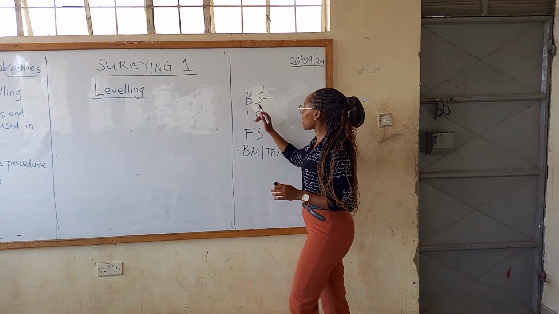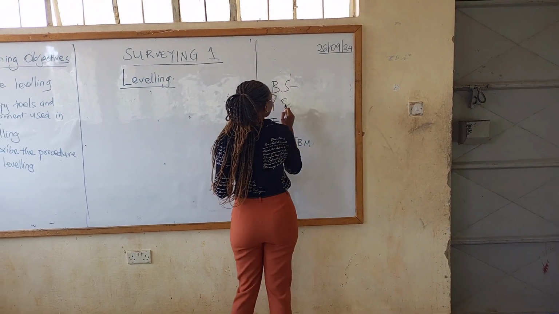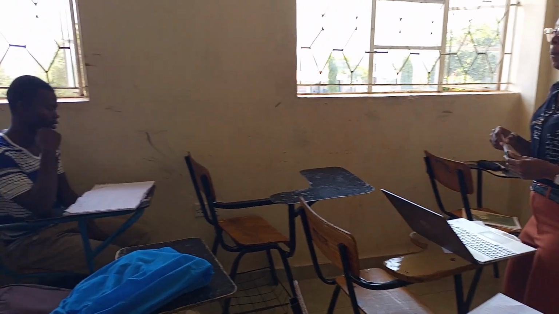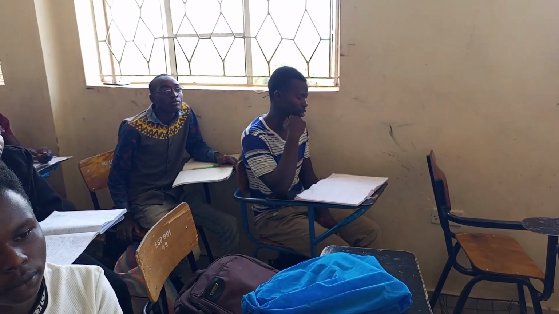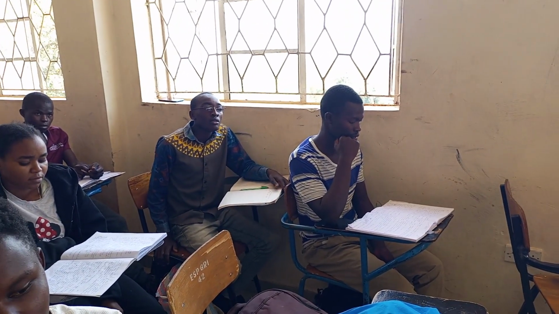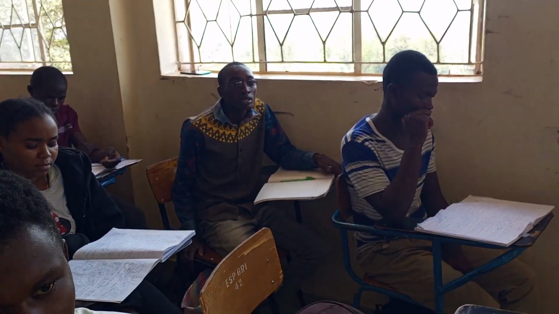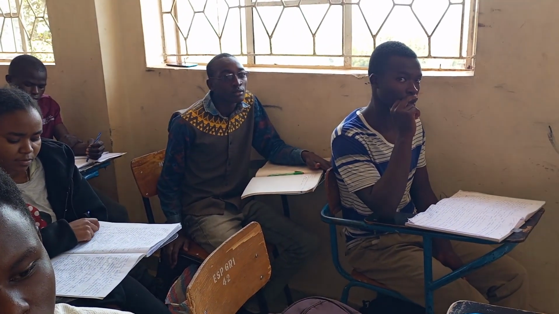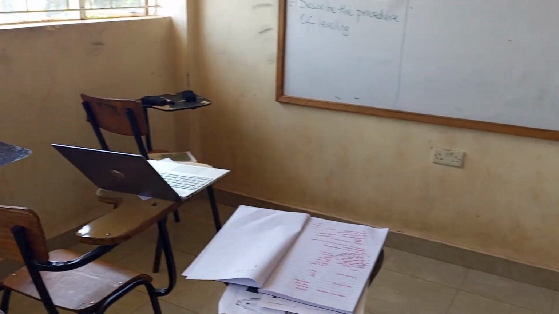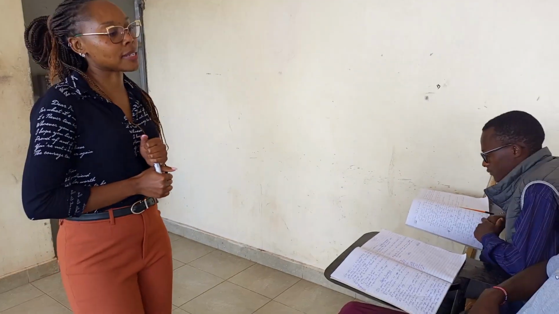What about intermediate sights? What do we define as intermediate sights? Intermediate sight, IS. These are the other readings taken between the backsight and the foresight. Yes. Is he correct? Nicodemus. That is correct. My friend, what about foresight?